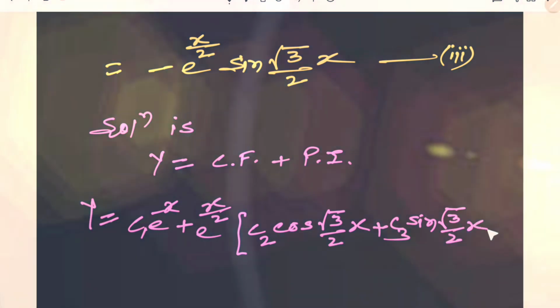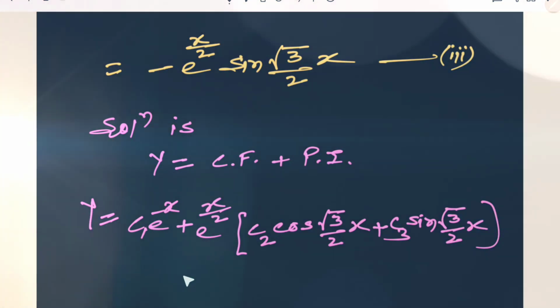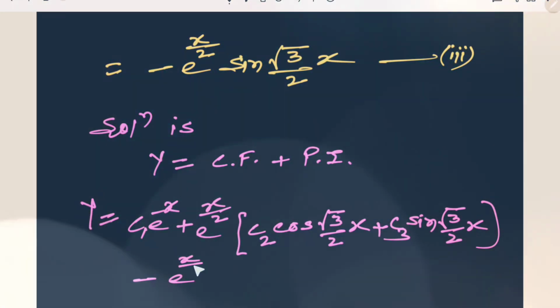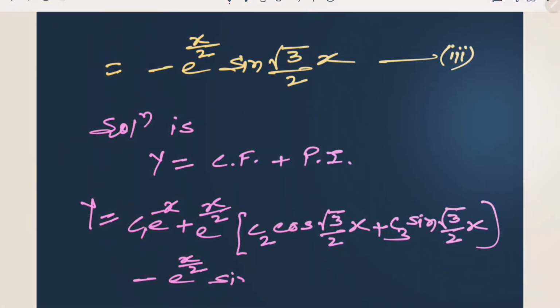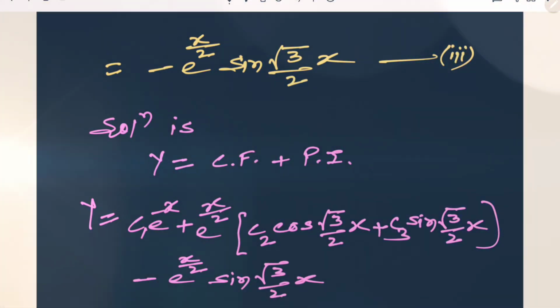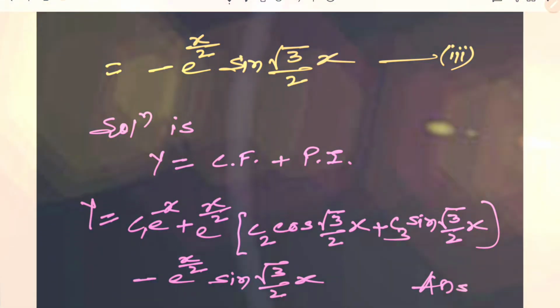And this is the CF, PI is minus e raised to x by 2 sine of square root of 3 divided by 2 times x. This is the required answer of that linear differential equation by shortcut method.